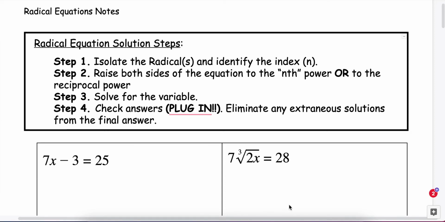Video on radical equations and solving radical equations. There are 4 steps in radical equations. Isolate the radical and identify the index. The index is really the opposite of an exponent. We raise both sides of the equation to that power, the reciprocal power. We solve for the variable, and then we check our answers.